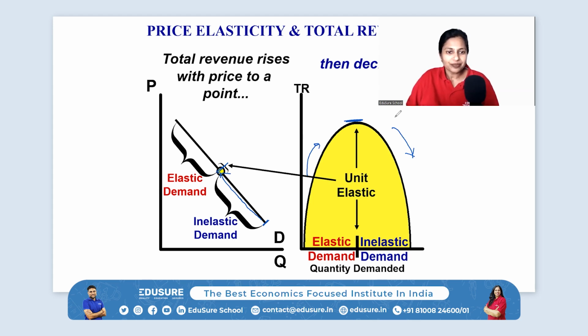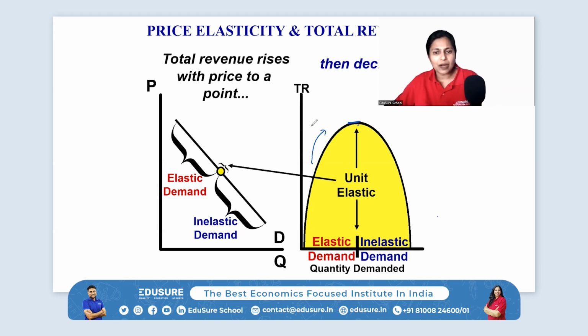At the midpoint, total revenue is the maximum, right? So you may try to be at this point at which your total revenue is maximum, which is also the midpoint of your demand curve. You can draw the total revenue curve to mirror the demand curve. The demand curve is inelastic in the lower segment, and total revenue is rising in the lower segment. As demand is elastic in the above segment, total revenue falls. So total revenue rises with price to a point, but then it declines. When price increases and TR increases, demand is inelastic, and here it is elastic.